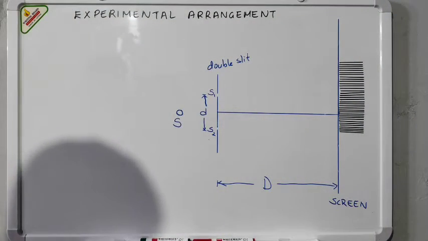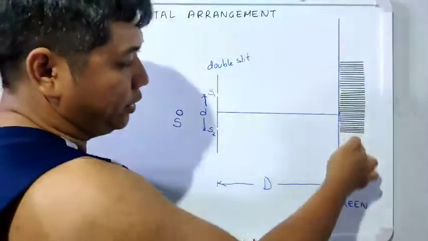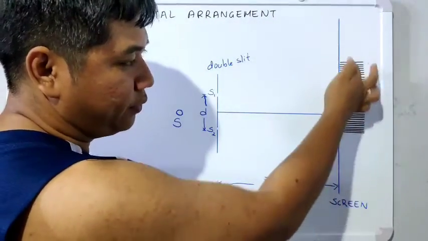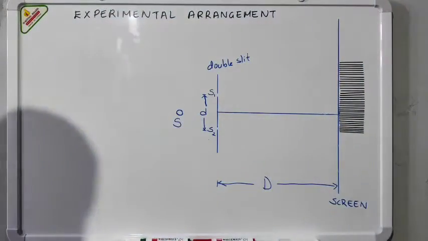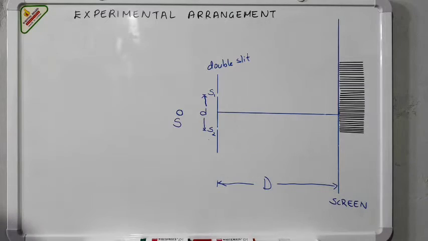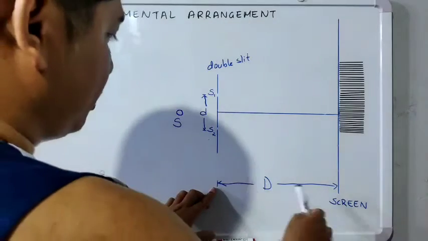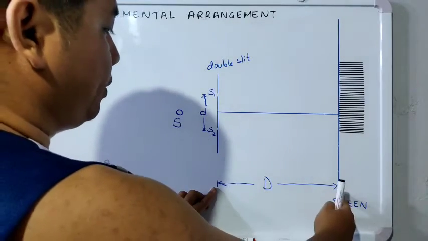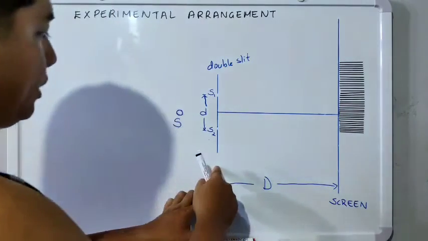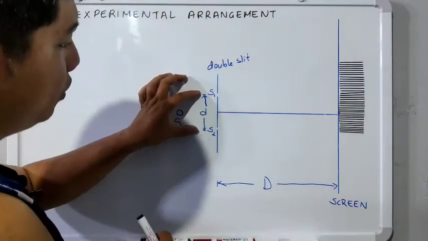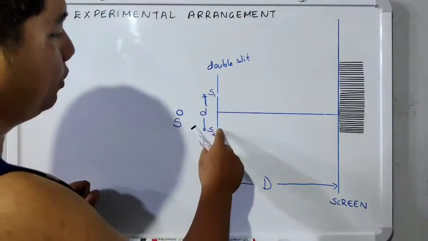Now we are going to calculate the width of each fringe. Here, capital D is the distance between the screen and the slit, and this small d is the distance between the two slits.